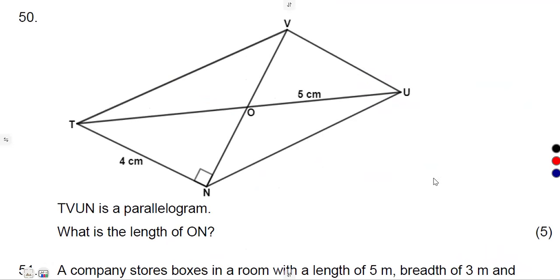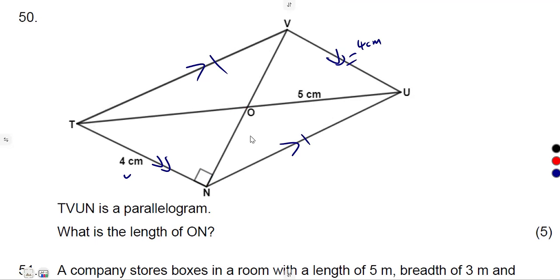You just have to consider, as it is on number 50, this is a parallelogram, TVUN. So those two sides are parallel and equal. These ones are also parallel and equal. So if this is 4, this is also 4 centimeters. What is the length of O to N? Okay, what can we do? The length of ON here.